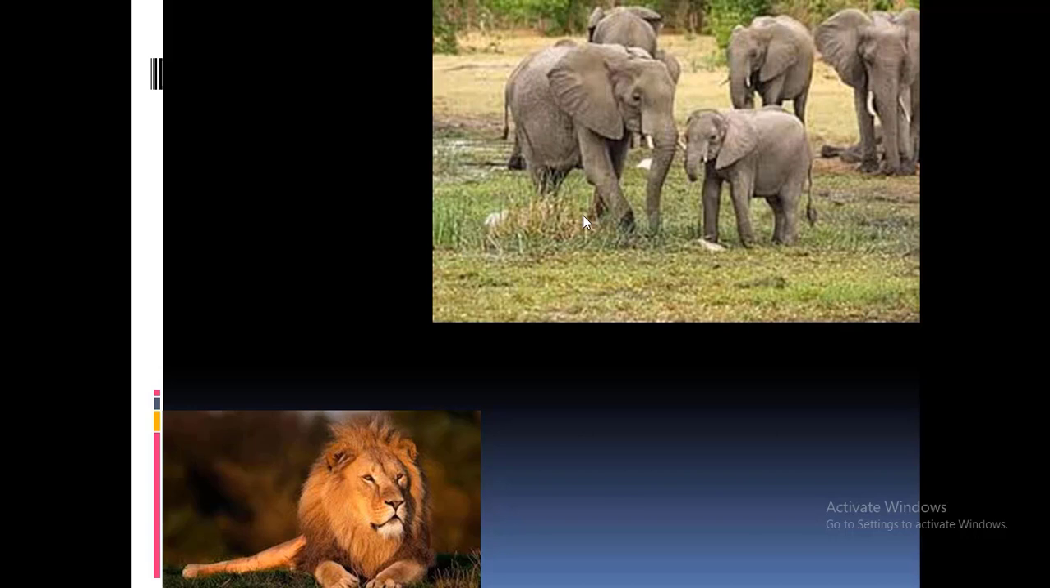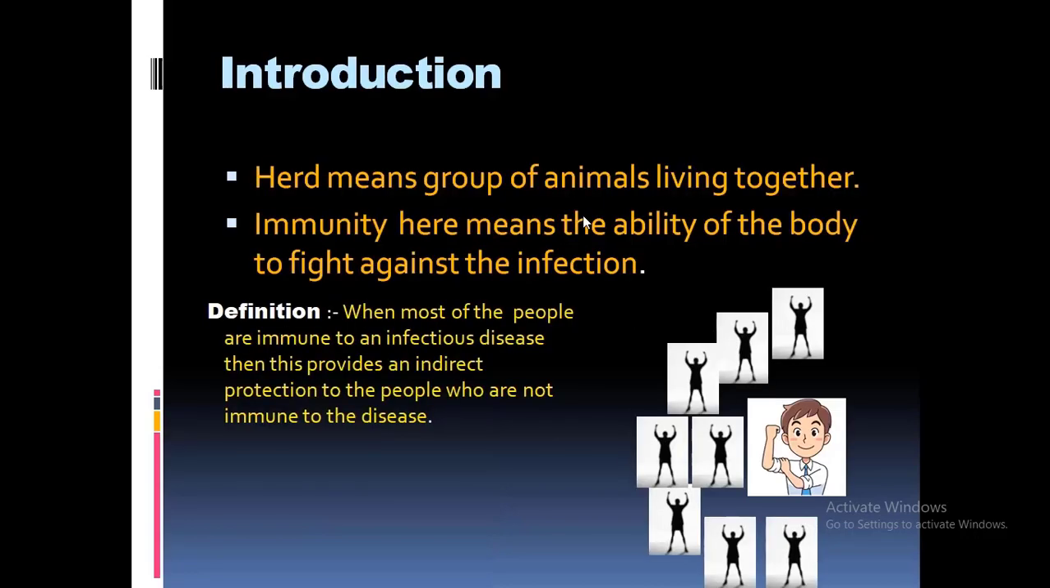Are you guys confused? Why am I giving this example to explain this topic? So let's know more about herd immunity. First, let's see the introduction. Here the herd means the group of animals living together, and the immunity here means the ability of the body to fight against infection by developing antibodies, right?